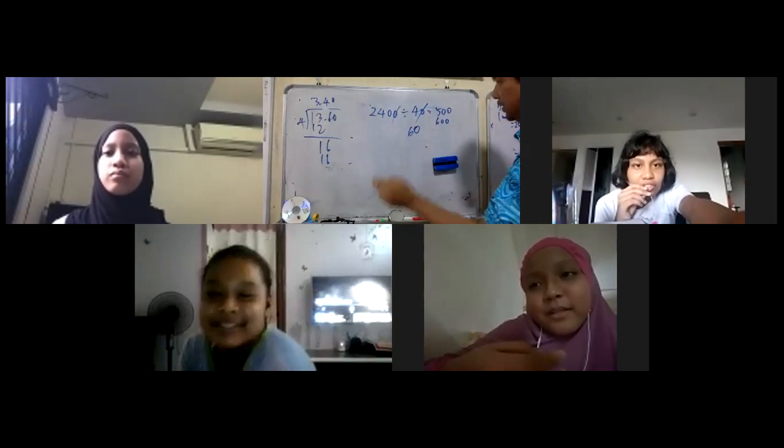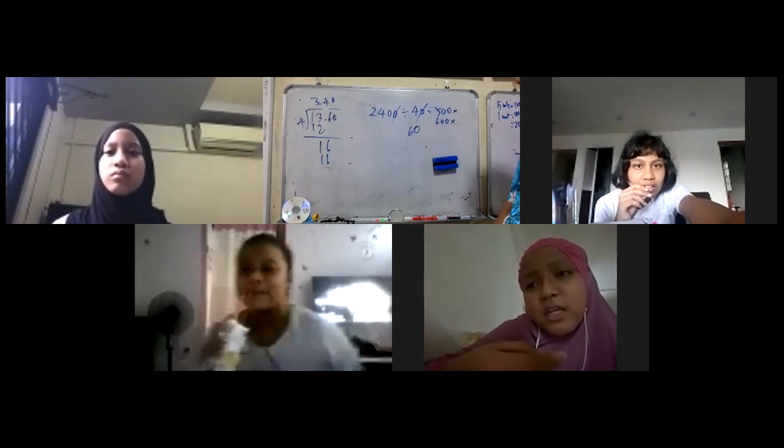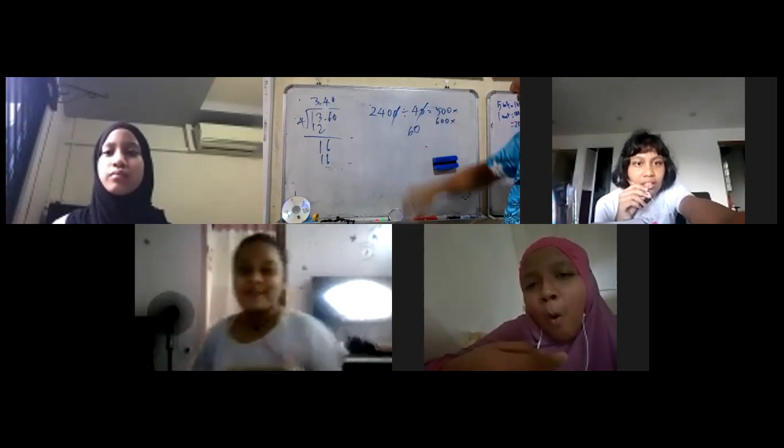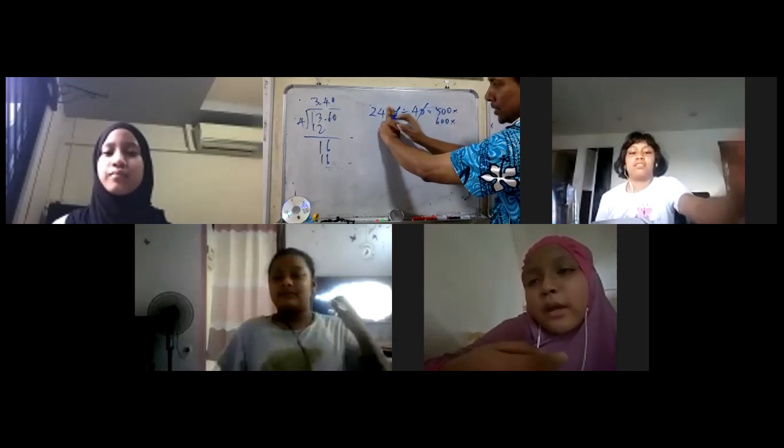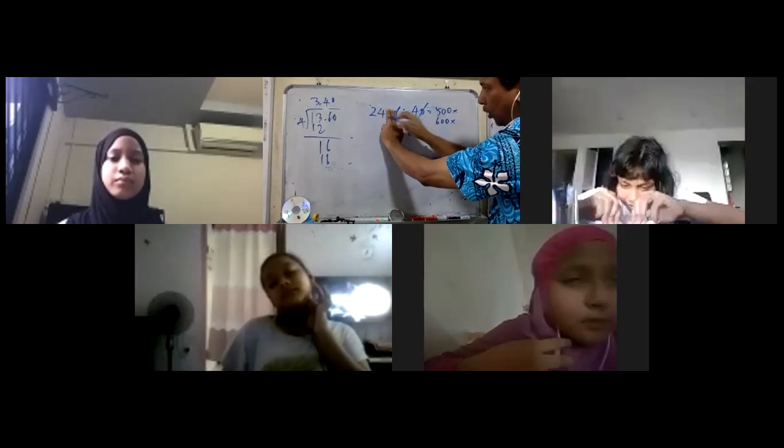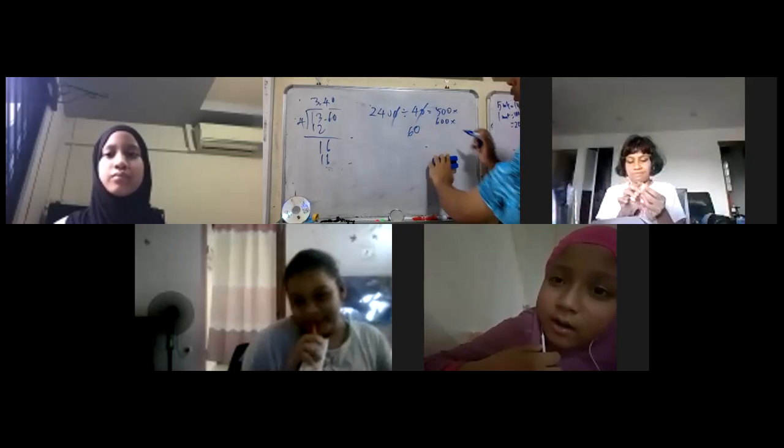60 is 60 also. Wrong. You must cancel the 0. I forgot. Then cover the 0 down here because there's 1 0 here. 24 divided by 4 gets 6. Add the 0. We try again.